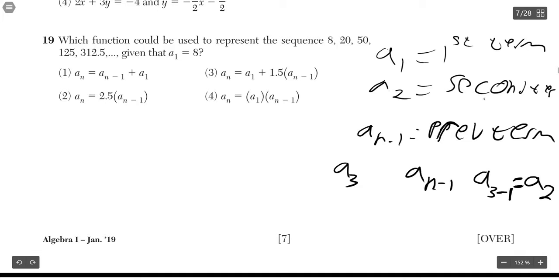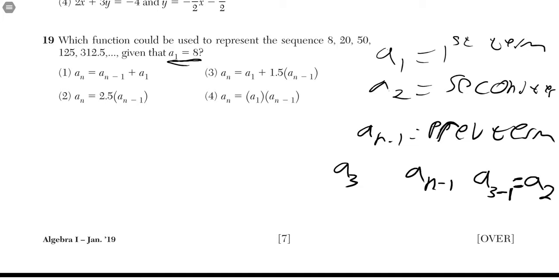So let's say what choice 1 is. For all of them, a sub 1 is 8, right? It starts off at 8. Our first term is 8. What choice 1 is saying is each term, a sub n, is going to be a sub n minus 1, the previous term, plus a sub 1, which is 8. So let's try out choice 1.